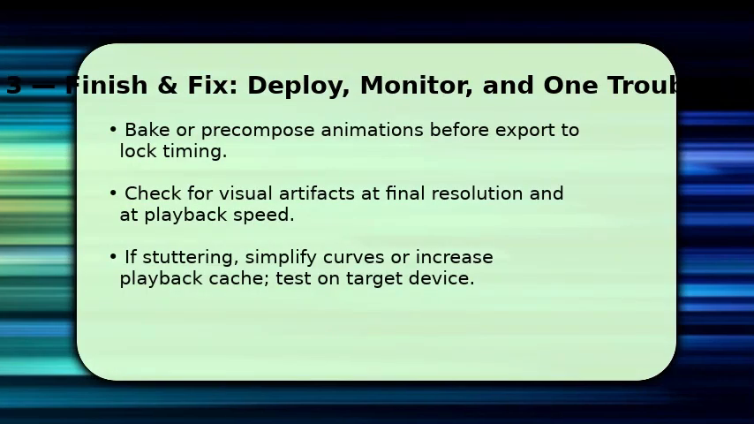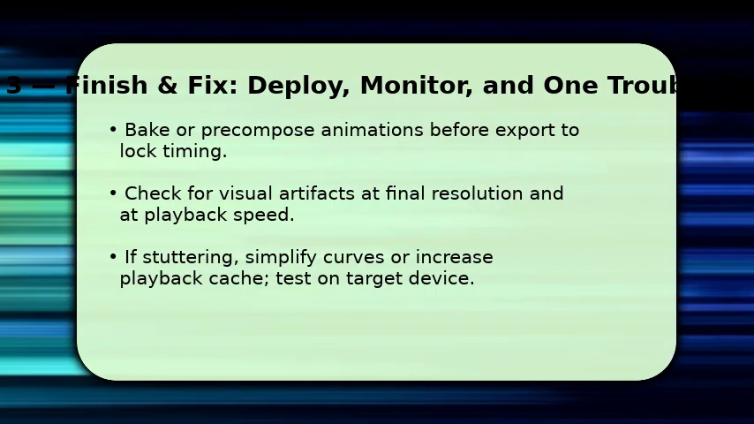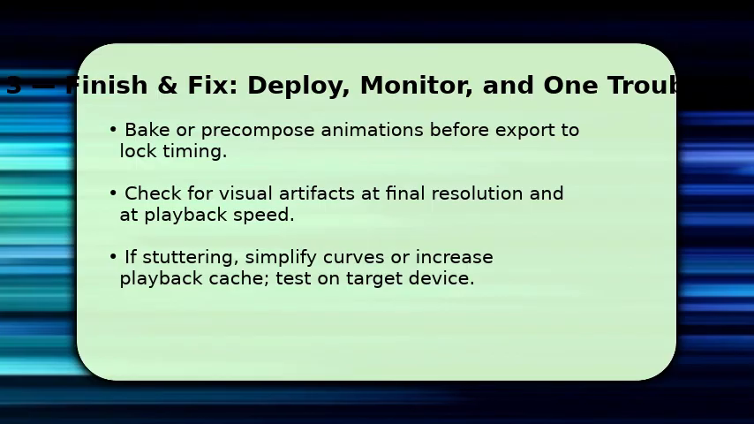You finish by precomposing or baking animations to consolidate effects and avoid unexpected shifts during export. Once composed, render a short test at full resolution and the real frame rate to validate motion, scale, and any alpha handling. If everything looks correct, export the sequence or package the asset with its metadata for reuse.